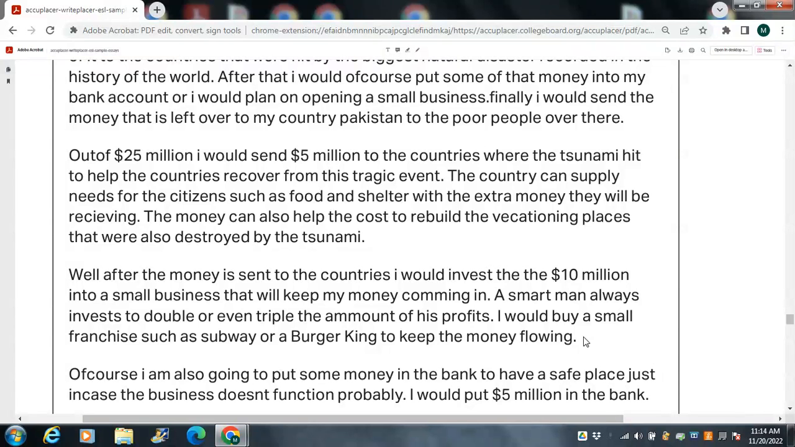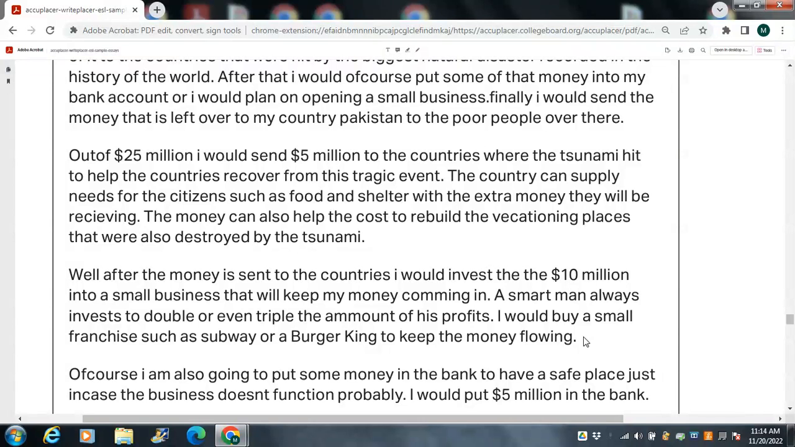Well, after the money is sent to the countries, comma, I would invest another 10 million, because if you just say the 10 million, it makes it seem as if the student only has 15 million. And that's not the case if they imagine themselves having 25 million. So we would say, I would invest another 10 million into a small business that will keep my money coming in.